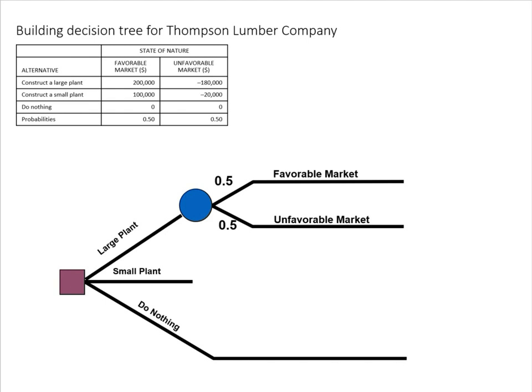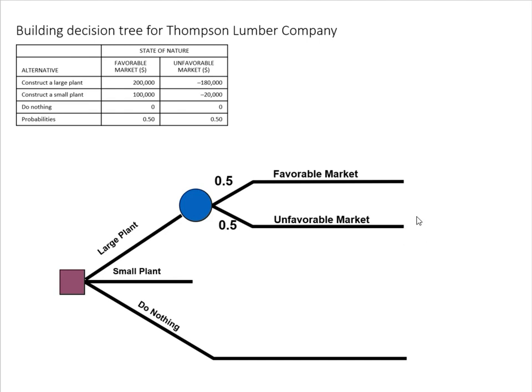Again, once I have branches, I need to think about what happens next. Here, after knowing the market is favorable, is there any following event? Well, the answer is no. So I know that's it. This is the end of this branch. Likewise, there's no following event after knowing the market is unfavorable. So this is the end of this branch.